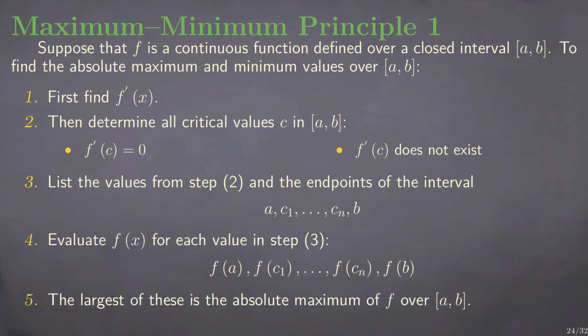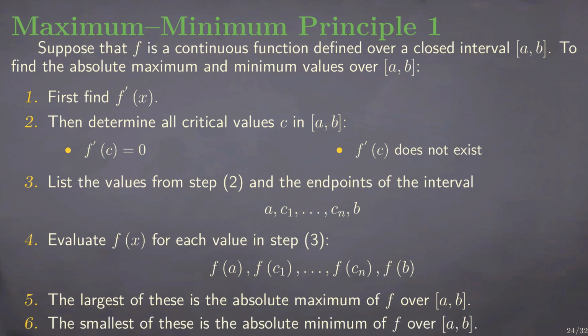The largest of these is the absolute maximum of f over the closed interval from a to b, and the smallest of these is the absolute minimum of f over the closed interval from a to b. And we can actually modify this principle to get things done not only on a closed interval from a to b, but also on an open interval from a to b. You only need to remove the endpoints a and b from every step that you see here. Only that if you consider the case over an open interval from a to b, there is no guarantee that the absolute maximum or the absolute minimum exists for f over the open interval from a to b. So you need to be careful about that.